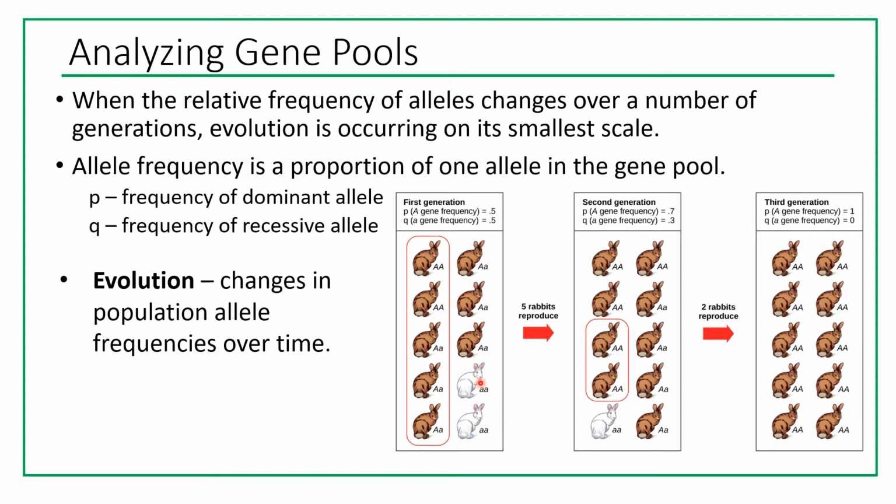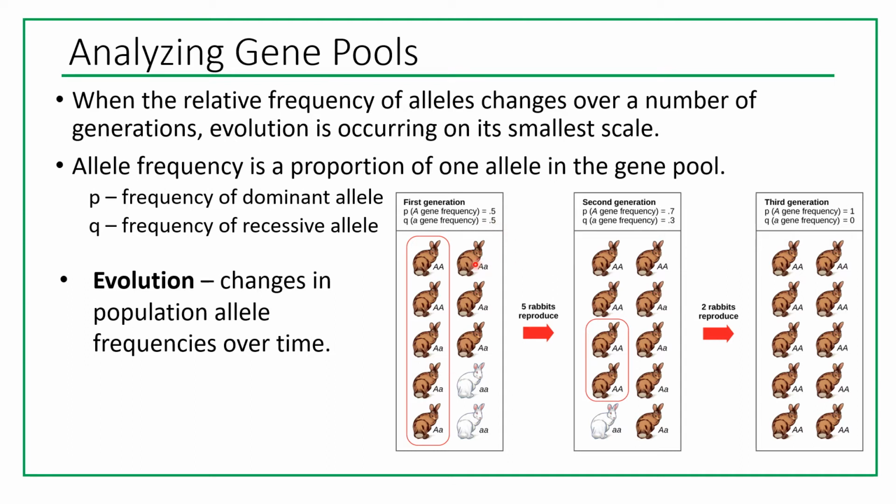And we can represent the frequency of the dominant allele with P and the frequency of the recessive allele with Q. Right? So in the first generation, P equals 0.5 and Q equals 0.5, because if you count the number of capital letters and the number of lowercase letters, it's going to be 50-50. Right? So that's our original population.